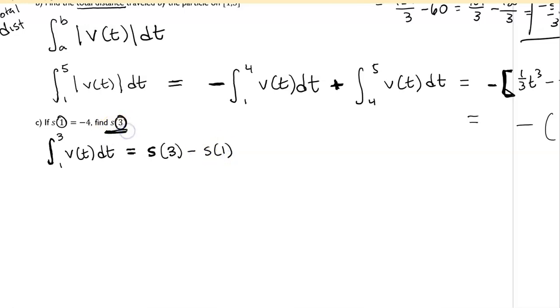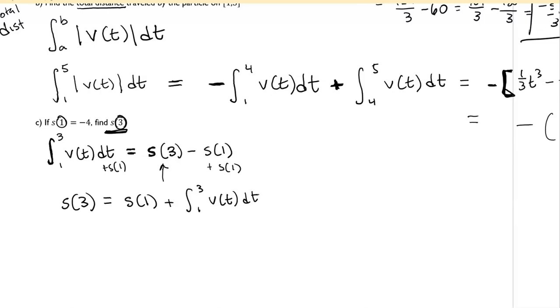So how are we going to solve for s of 3? Well, s of 3 is right there. If we move s of 1 to the other side, we get s of 3 equals positive s of 1, because we have to add it to both sides, plus the integral from 1 to 3 of our velocity function.